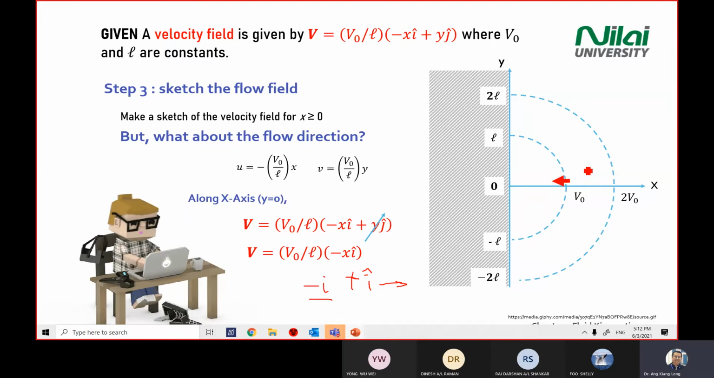Shirley, do you understand why the arrow is pointing this way and not another way? Yes, sir. Okay, good. So same with the 2V0 here, because the y at this location is also 0. So the same applies. You'll get the same direction, but the magnitude is a little bit larger. You just substitute the coordinate into this equation.